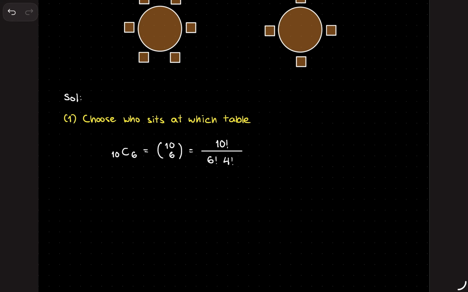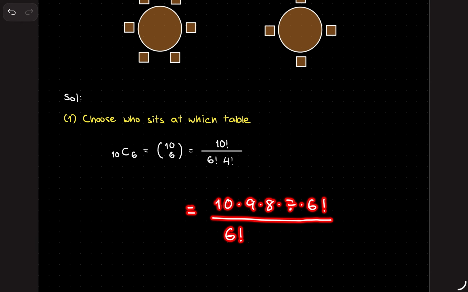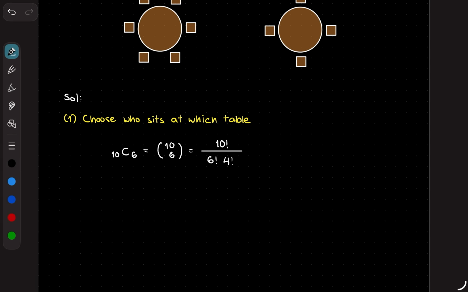So to solve this, take note that 10 factorial can be written as 10 times 9 times 8 times 7 times 6 factorial. This will be all over 6 factorial. So the 6 factorial here would cancel out. Then 4 factorial can be written as 4 times 3 times 2. So the 4 and 2 would cancel out the 8. The 3 here would cancel out the 9. So we'll be left with 10 times 3 times 7, which is just equal to 210 ways.